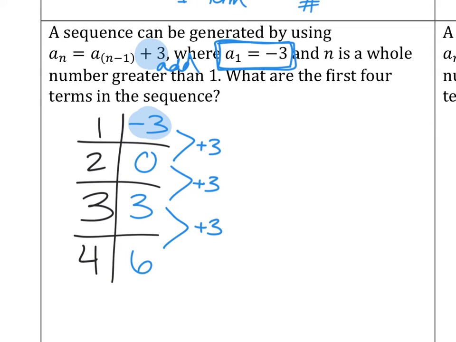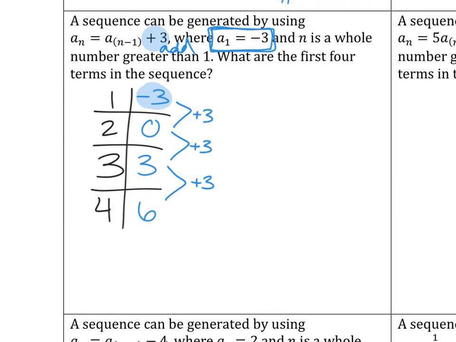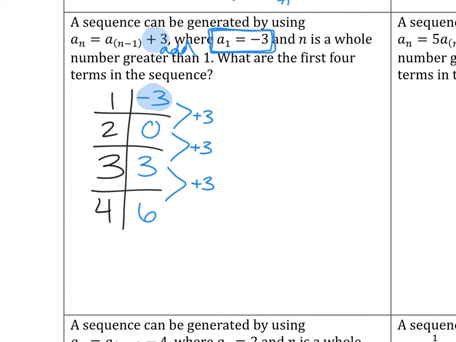So here's how I want you to write the answers, though. I want you to write it back in the correct notation, which means what is the first term in the sequence? Negative 3. What is the second term in the sequence? 0. Do you see how I'm writing that with the A and then the little subscript to tell you what number in the sequence? So what's the next thing I'm going to write down? A sub 3 equal to 3. And then A sub 4 equal to? 6. Very cool.